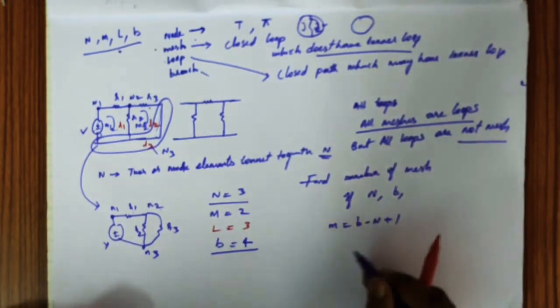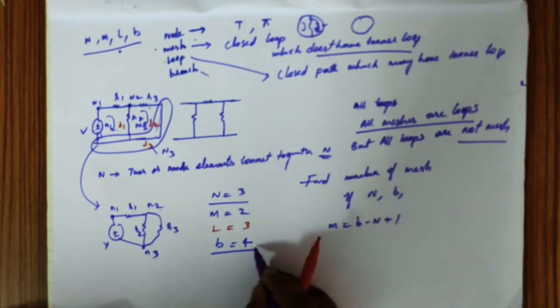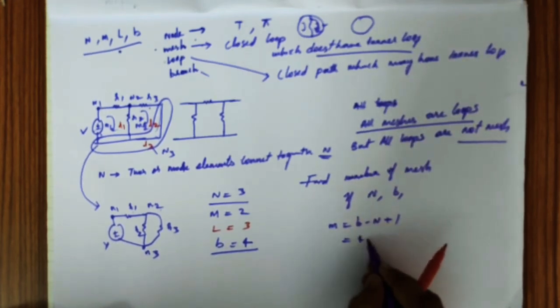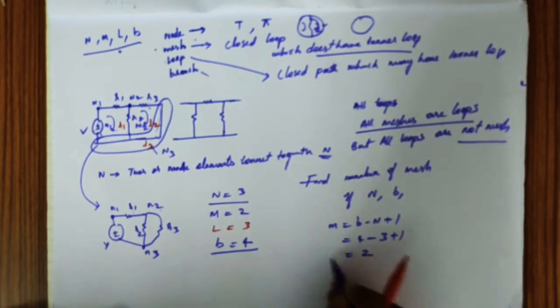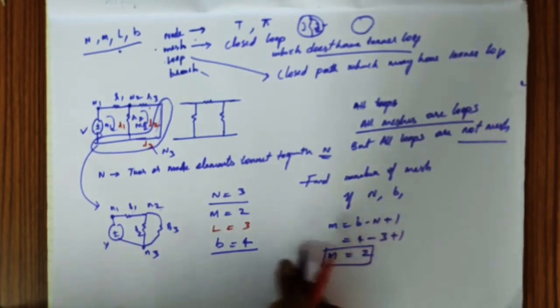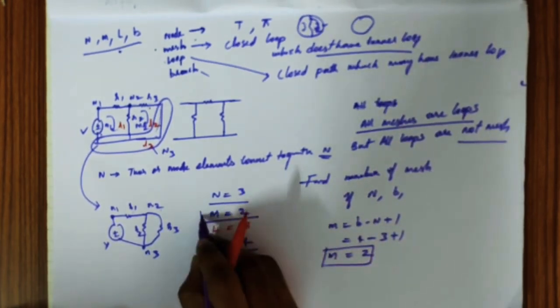Okay, that means the number of branches here is, how many branches are we having? 4. How many nodes are we having? 3 plus 1. Therefore, the number of meshes equals 2. So we got the number of meshes equal to 2.